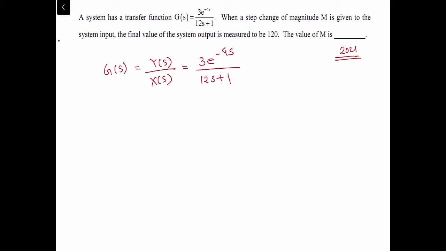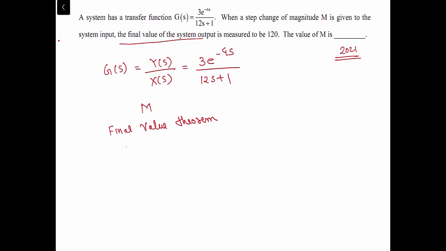Okay, when a step change of magnitude m is given, means the input X(s) value is m to the system input, the final value of the system output is measured as 120. So the term given is final value of the system. जब भी ये term आए सीधा दिमाग में क्लिक होना चाहिए that we have to apply the final value theorem. ठीक है. So हमें फाइनल वैल्यू थ्योरम पता है.